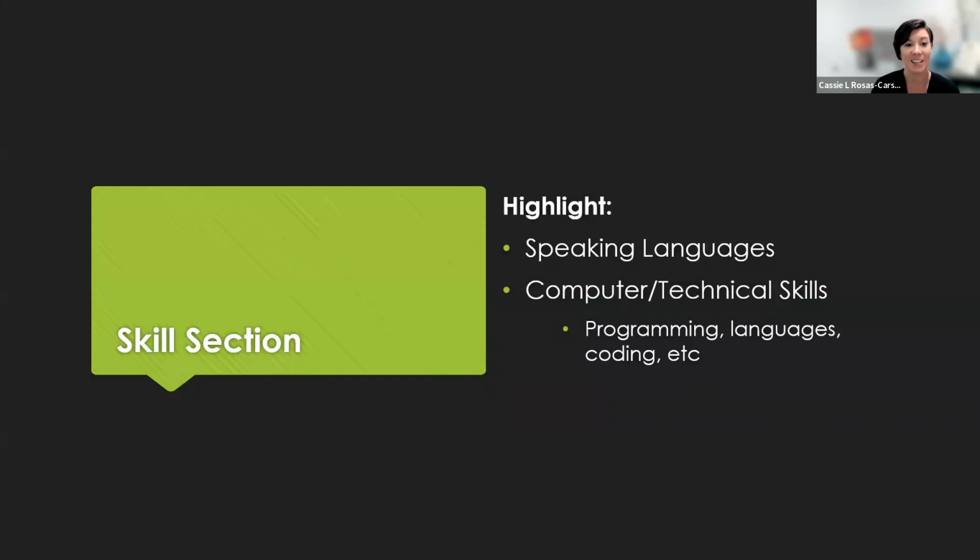Also too, for the skills section, this is really important, especially for the College of IST, as we are a STEM college, that companies really want to know about those hard skills that you have. So the hard skills are going to be those computer and technical skills and any language skills that you have. So you can list programs, networking, coding, softwares, all those different things.